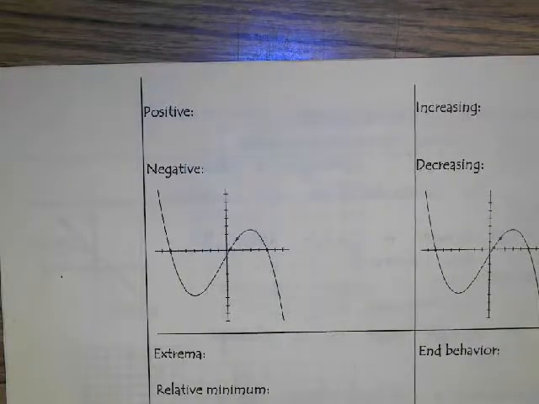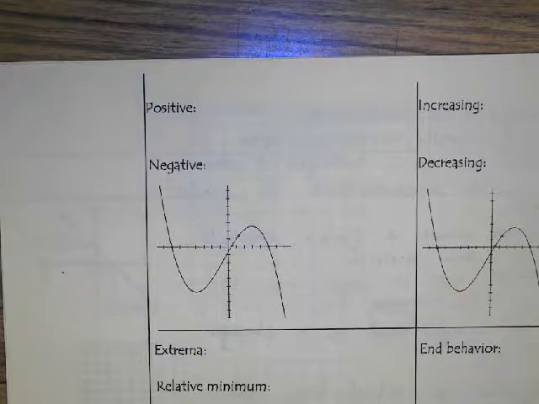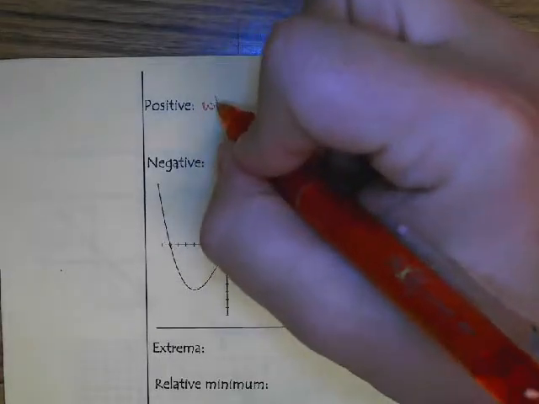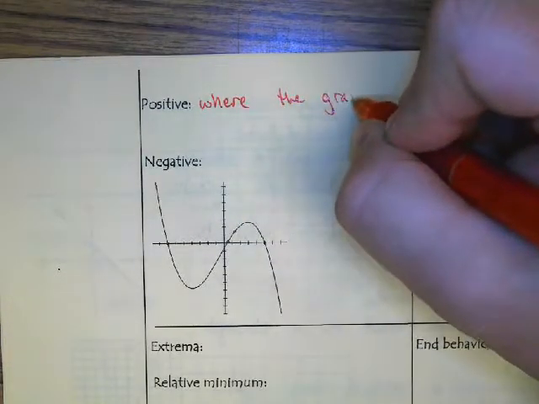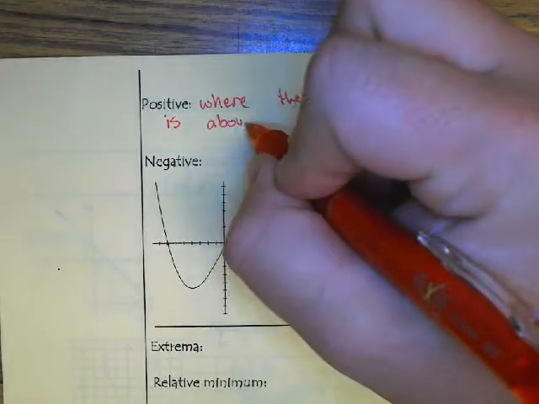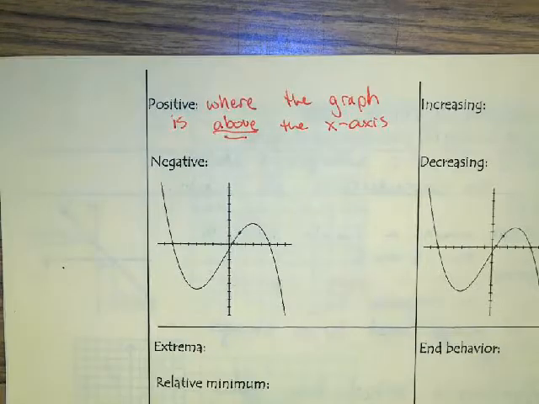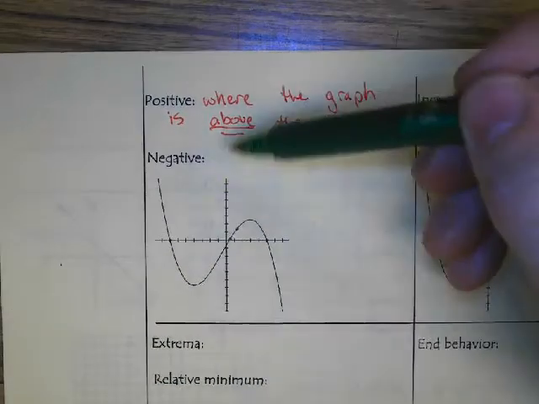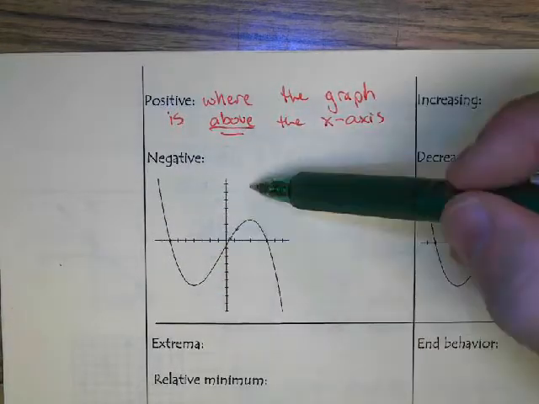So when we're talking about whether graphs are positive, negative, increasing, decreasing, what we're looking for is a few different things. When we're talking positive or negative, we're just talking about their y values. So positive is where the graph is above the x-axis. So when we think about positive, we're thinking about our y values. When we're above the x-axis, we have positive y values.